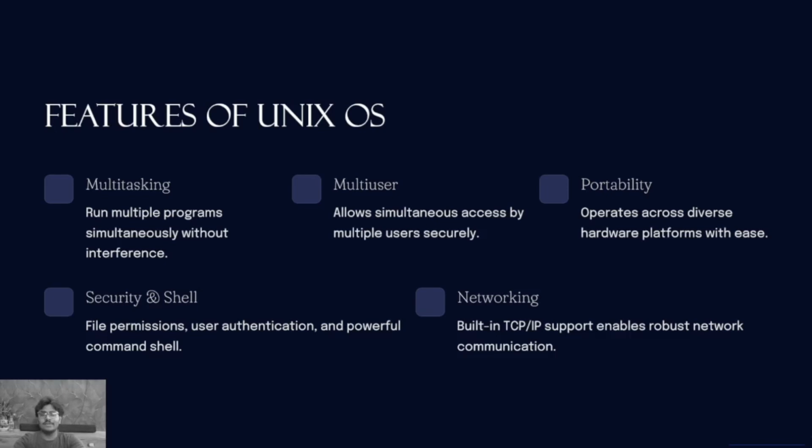Now continuing with the features of UNIX OS. First, it is multitasking. It can run multiple programs simultaneously without any interference. Second, multi-user. It allows simultaneous access by multiple users securely. Third, portability. It is easy to move to different hardware. Fourth, security and permission controls.